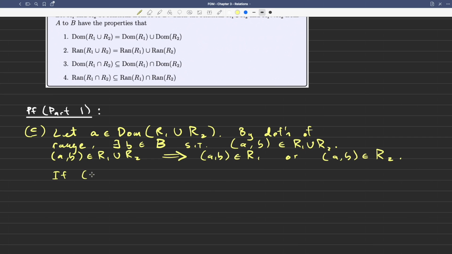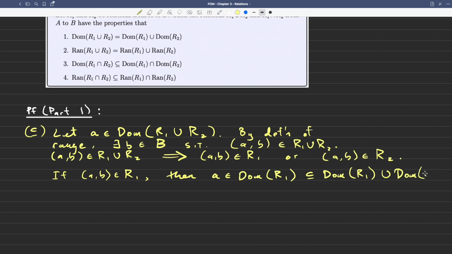If it's the case that a comma b is in R1, well then little a appears as the first component of an ordered pair in R1. That means little a is in the domain of R1. And notice that the domain of R1 is certainly contained in the domain of R1 with some other set. So if I union domain of R2, it's still true that a would be an element of that union.